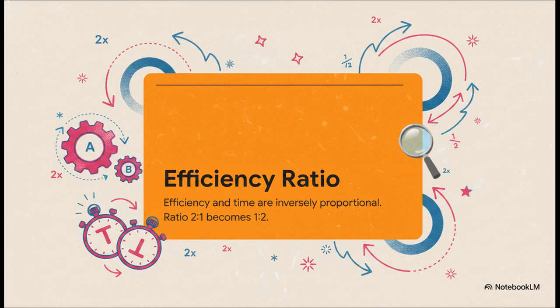Then, of course, there are those tricky efficiency problems. A is twice as efficient as B. Instead of writing out these long, tangled equations, just remember one golden rule. Efficiency and time are inverses. They are inversely proportional. If the efficiency ratio of A to B is 2 to 1, which just means A works twice as fast, then their time ratio is literally flipped. It becomes 1 to 2. A takes half the time B does. Just flip the ratio and you instantly have your baseline to solve the problem in seconds.